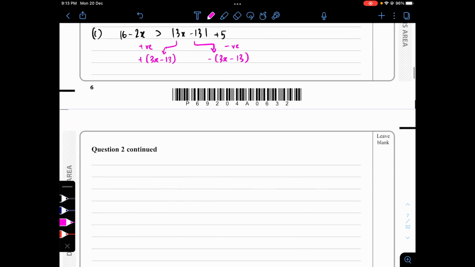So let's move down a bit and write 16 minus 2x is less than, so we're going to go to the positive one first, so that will be 3x minus 13 plus 5, and we'll do the other side simultaneously. 16 minus 2x is greater than, now we are multiplying the brackets, minus 3x and minus 13, so we'll get minus 3x plus 13 plus 5, right?